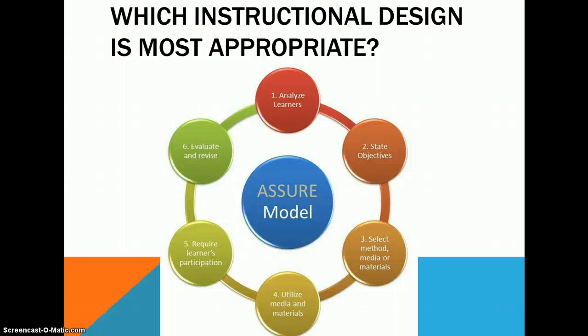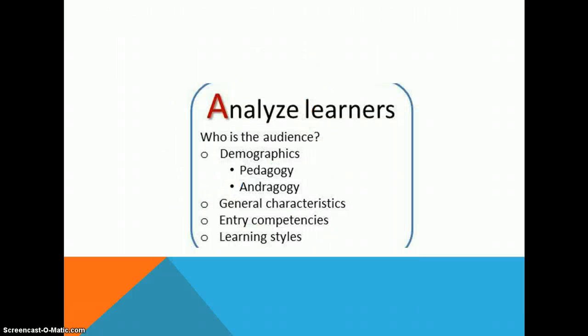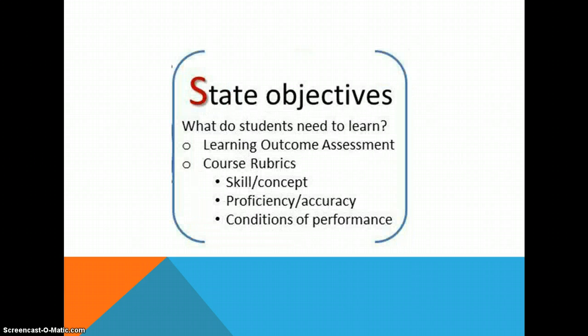The first part of the ASSURE model is analyze learners. As Sharon Smaldino said, nothing you plan or design is effective unless you have taken the time to look at the learners. Then you state the objectives. You need to know what you want the students to learn, and this is a great way to figure out what your purpose in doing this activity is.